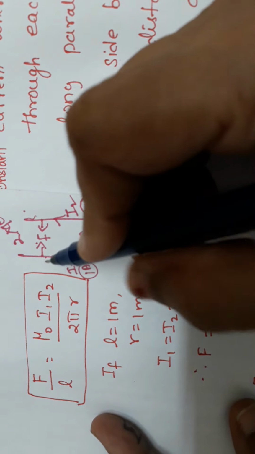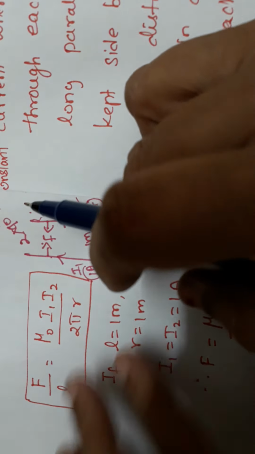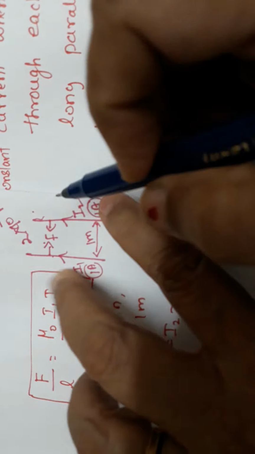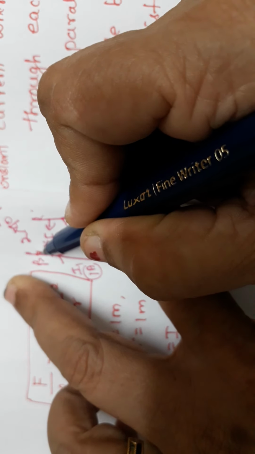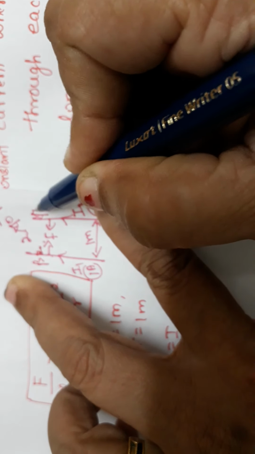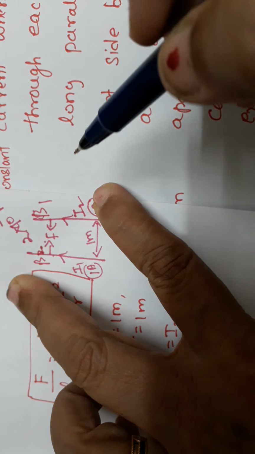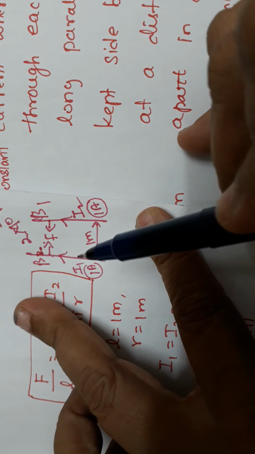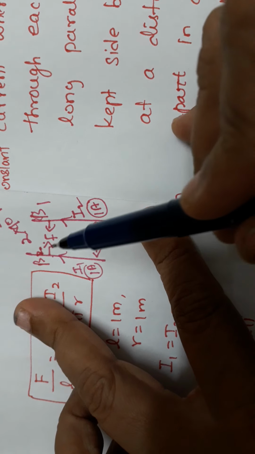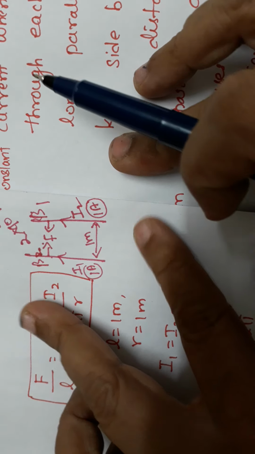Children, between these two there will be a magnetic field. Here there will be magnetic field B2, and here there will be magnetic field B1. Because of this, the current carrying conductors in a magnetic field will experience force, right?